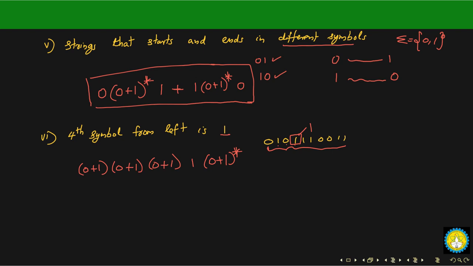Again, the representation can be made shorter by saying 0 plus 1 three times. Remember, this means that you can repeat 0 or 1 three times, then followed by a 1, and then followed by 0 or 1 star, because you can see it 0 or more times. So this is the short way of representing languages with the fourth symbol from the left as 1.